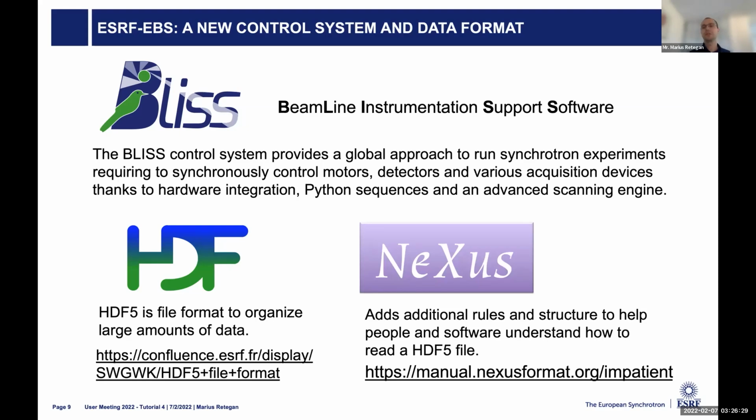Yes. Okay, so before you used to have this control system. So this is being replaced with Bliss. Bliss is a tool that is a more advanced control system. It's written in Python. With this, ESRF also changed the storage format for all the files resulting from experiments to HDF5.